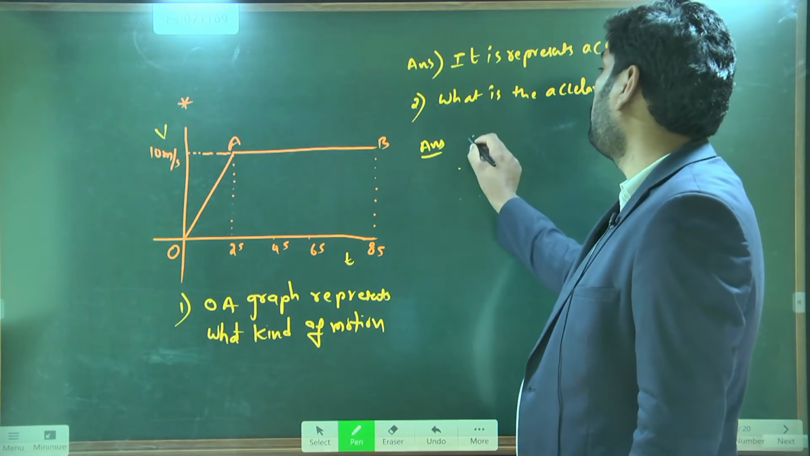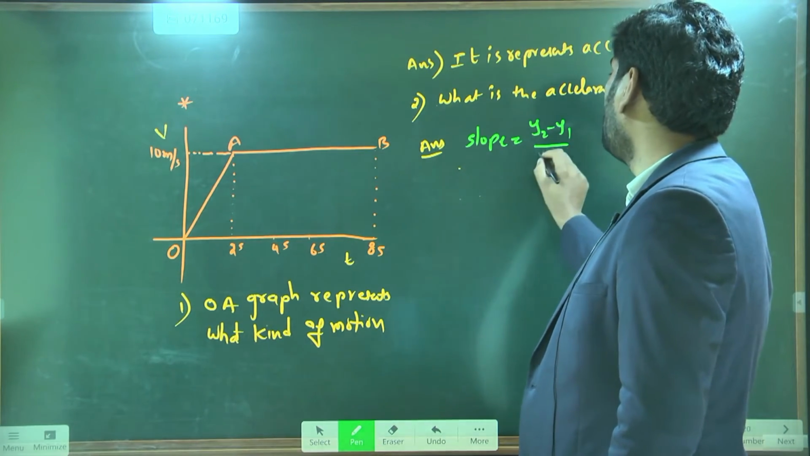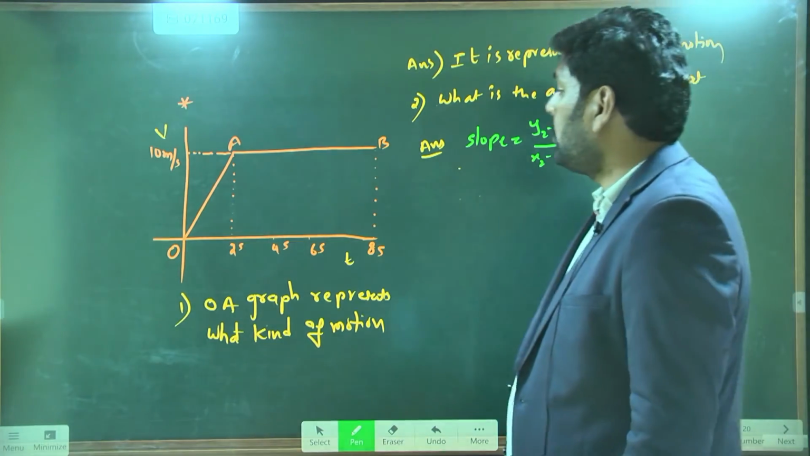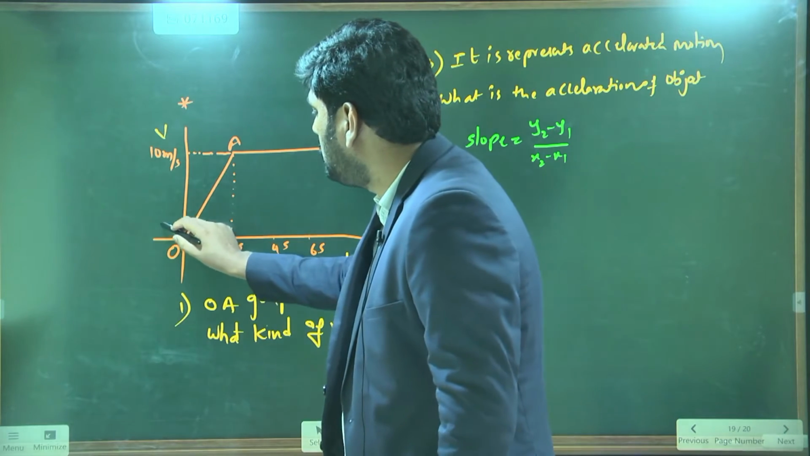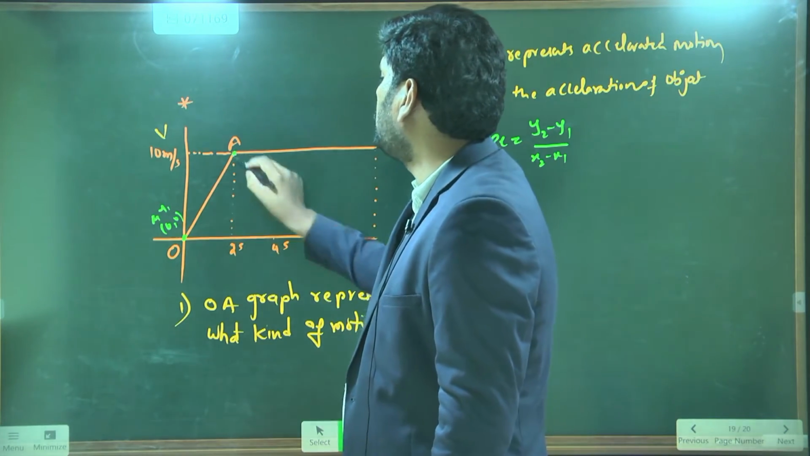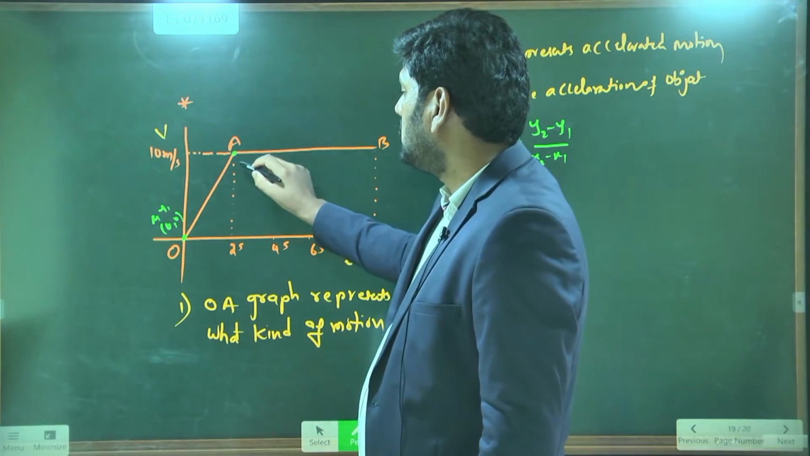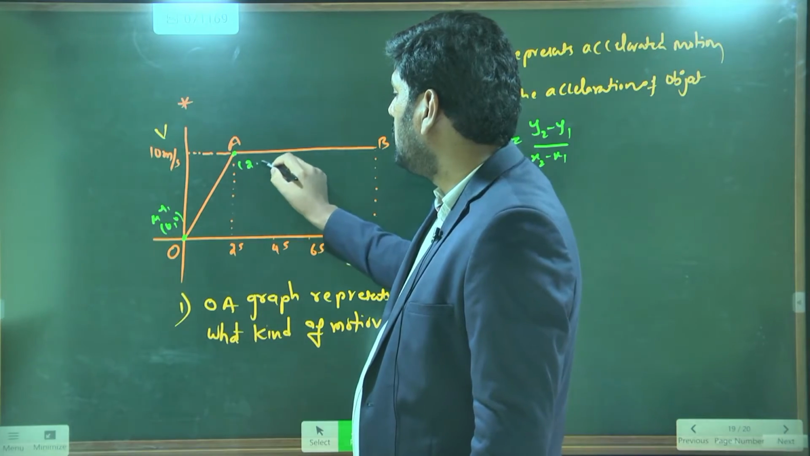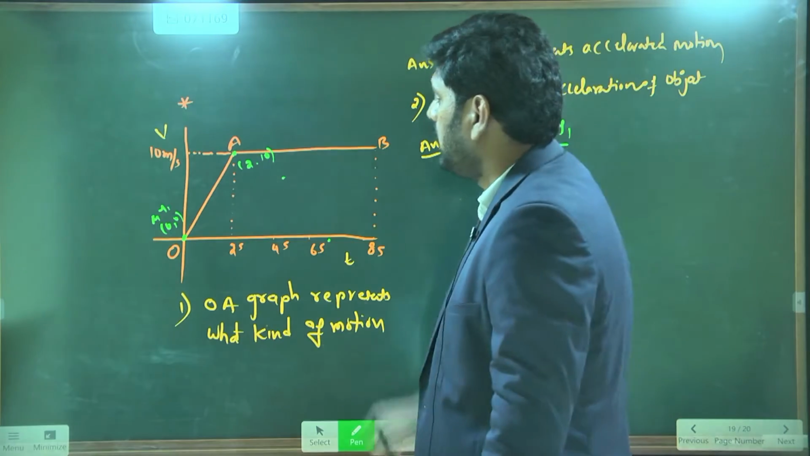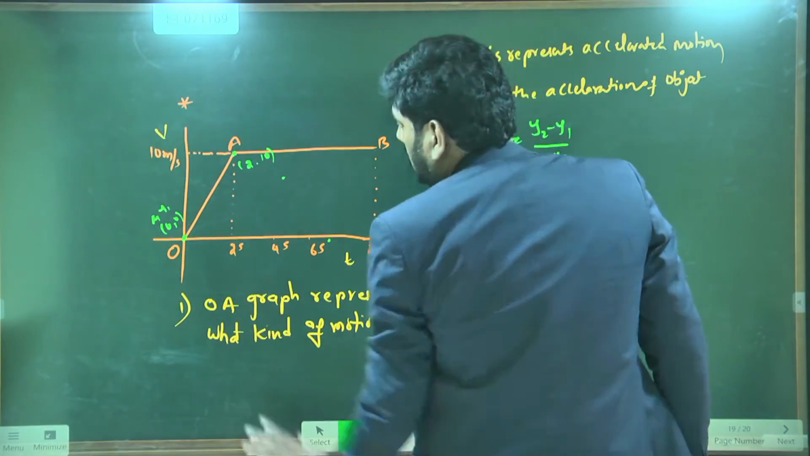Slope is equal to y2 minus y1 by x2 minus x1, mathematically. Here, this is the origin 0 comma 0, that you can take as x1, y1. This point you can take as the second point, that is x2 comma y2, that is 2 comma 10. This 2 is representing the time, this 10 is representing the speed.